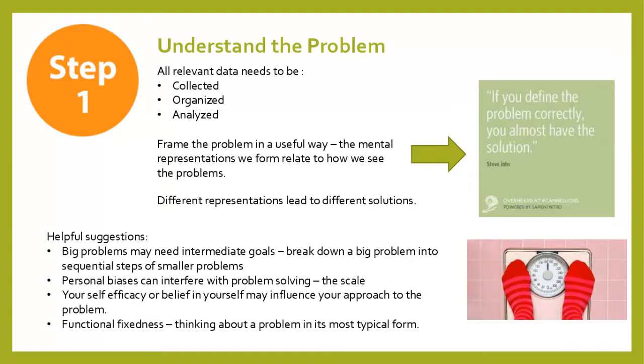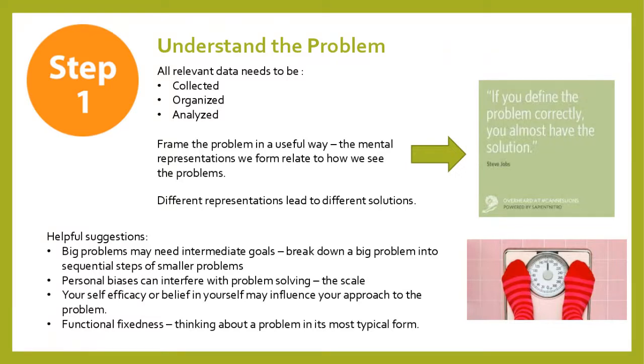So the mental representations we form in our heads relate to how we see the problem. Different representations lead to different solutions. We all might see a problem in a different way. We're not always all going to see it in the same way. We frame the problem ourselves. What might be a problem for us might not necessarily be a problem for somebody else. It's about how we framed it based upon what we know. But the first step and the most important step is to understand that problem.